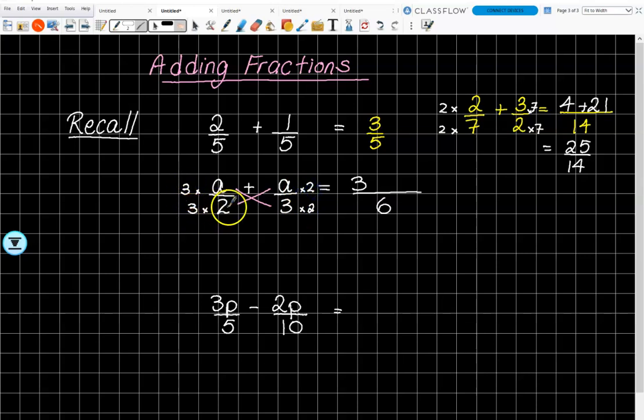So 3 times 2 gives you 6. 3 times A gives you 3A. What's in the middle? A plus. 2 times 3 gives you 6. 2 times A is 2A. And now we've got like terms on the top. What's 3A plus 2A? All over 6.